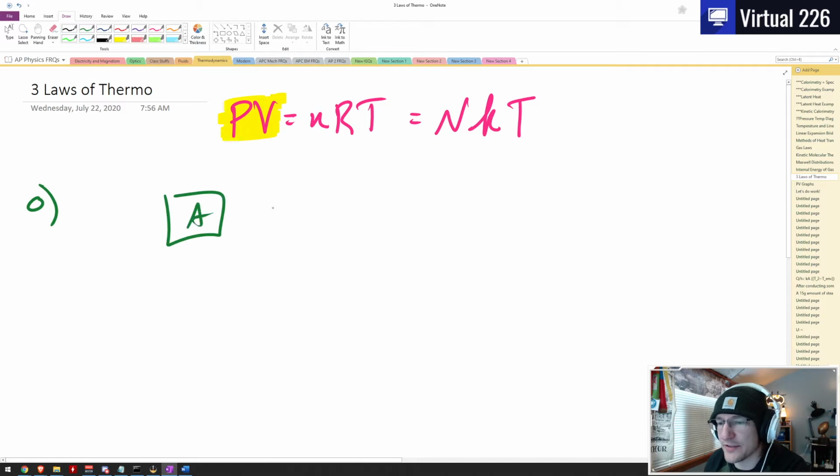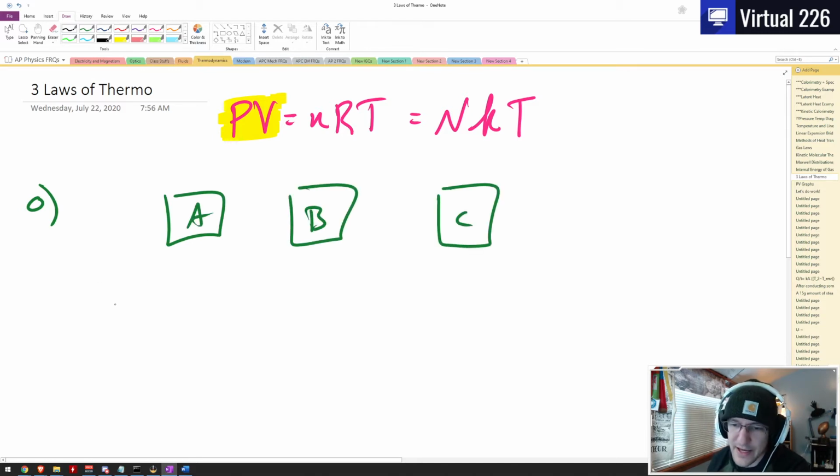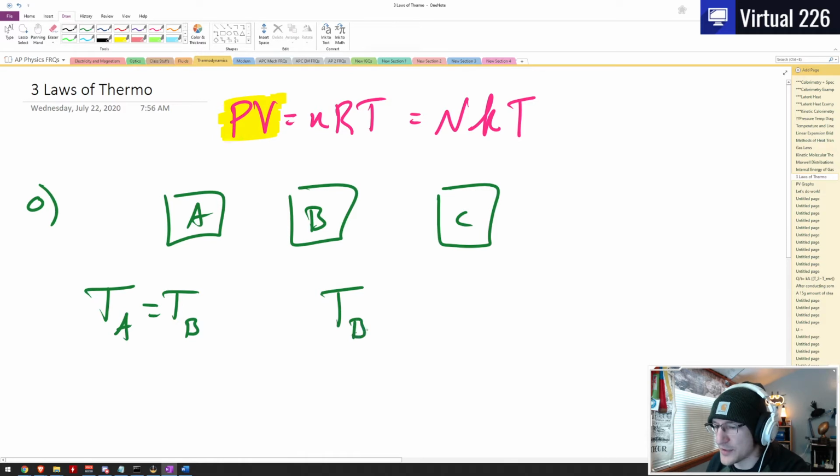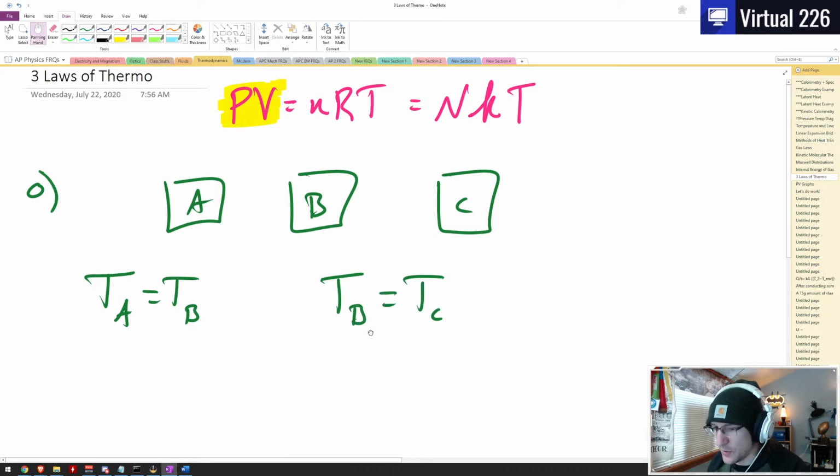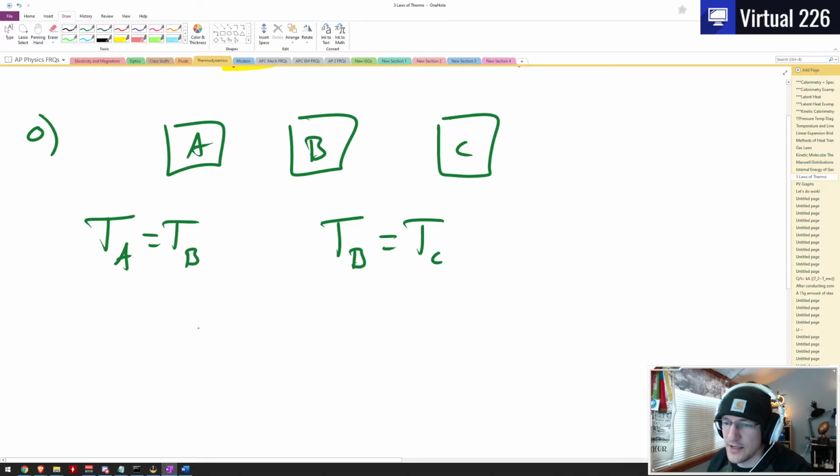And this law is actually really straightforward. Imagine you have objects A, B, and C. If the temperature of object A is equal to the temperature of object B, and the temperature of object B is equal to the temperature of object C, then we can state that the temperature of object A must be equal to the temperature of object C. Yeah, that's it, a transitive property. That is the 0th law of thermodynamics.